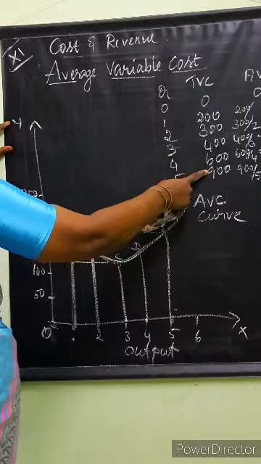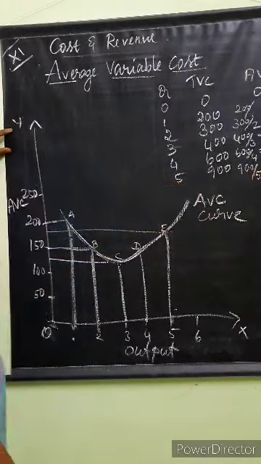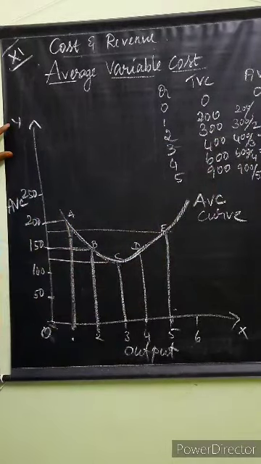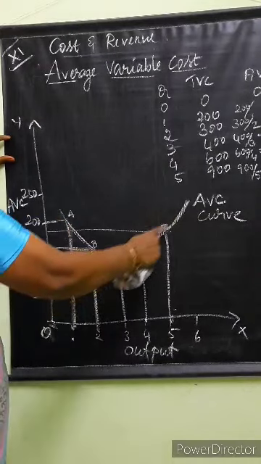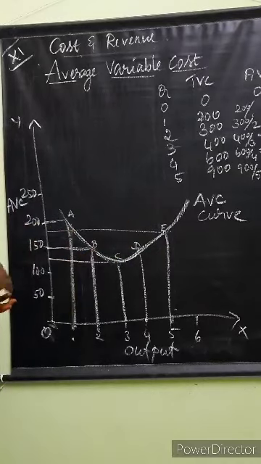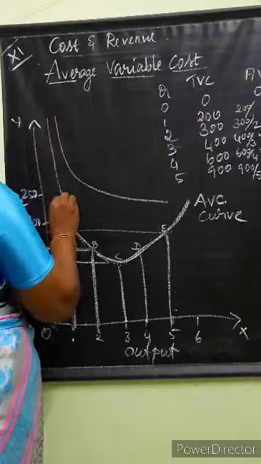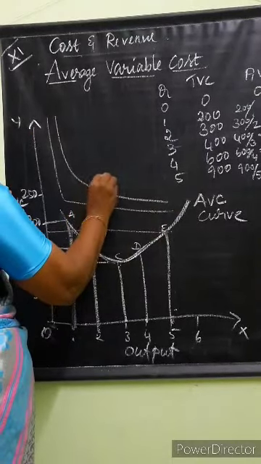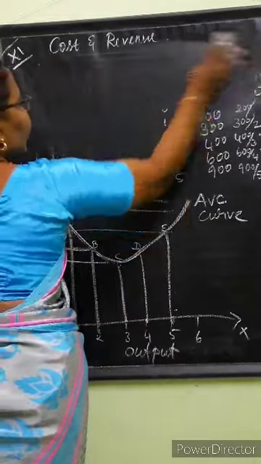So if the total variable cost is divided by the quantity produced, we will get the average variable cost. Based on the average variable cost, I have drawn this curve. If I mark the points, I will get a U-shaped curve. So the average variable cost curve will be U-shaped. The average fixed cost curve will be like this, a rectangular hyperbola. The average variable cost curve will be like this, U-shaped. Will you be able to understand, girls?